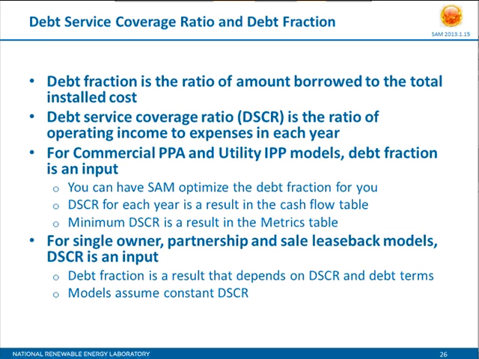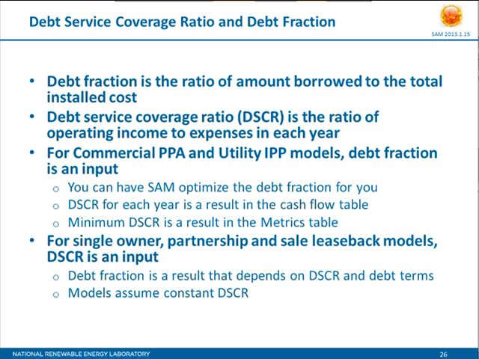Debt. So the utility IPP model and the advanced models, or the single owner and partnership models, use model debt in different ways. So let's just define some terms here. The debt fraction is the ratio of the amount borrowed to the total installed cost. A higher debt fraction means you're borrowing more, and you've got a lower cash outlay in year zero. The debt service coverage ratio is the ratio of operating income to expenses in each year.